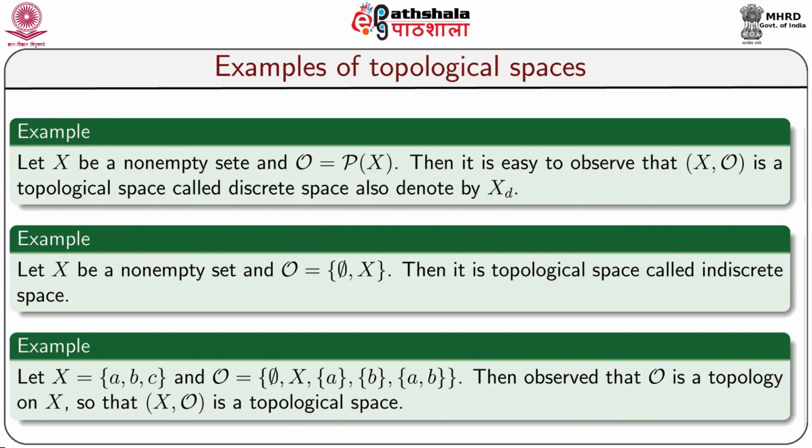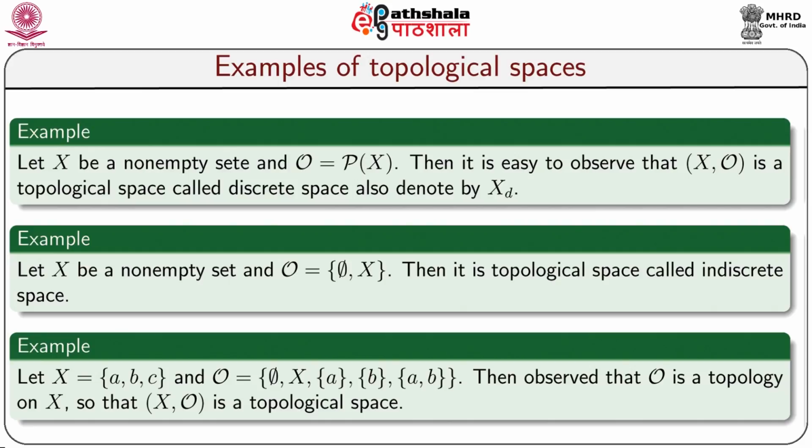Another example of topological space is the indiscrete topological space. Here we take as open sets only the empty set and X. This is not so important a topological space, but I have given it just as an example.